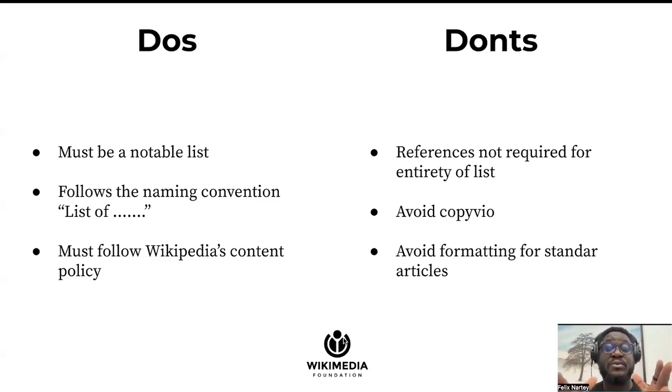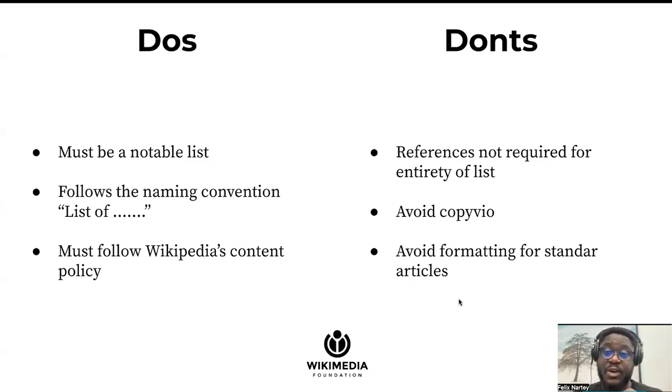Then avoid copyright violations. Because this is a list does not mean you can just go copy from third-party sites and then just paste them on a list. Just like you would do on a normal Wikipedia article, you must respect copyright. And so you don't copy things and paste them out there. You make sure that you paraphrase the things you are copying, and then also make sure that you're writing them in a neutral point of view.